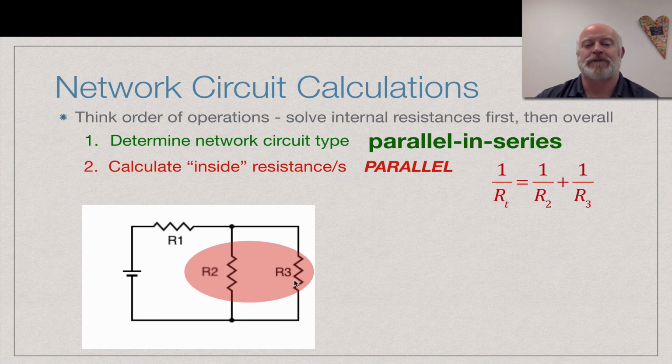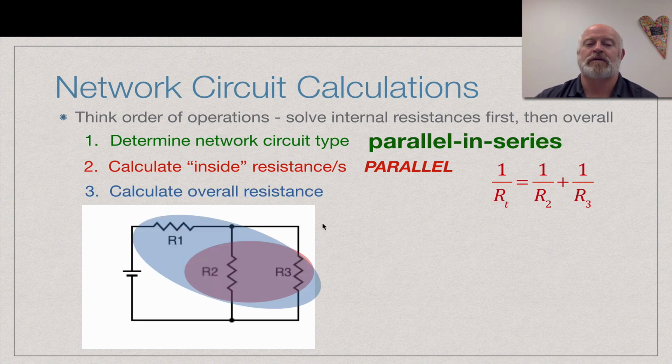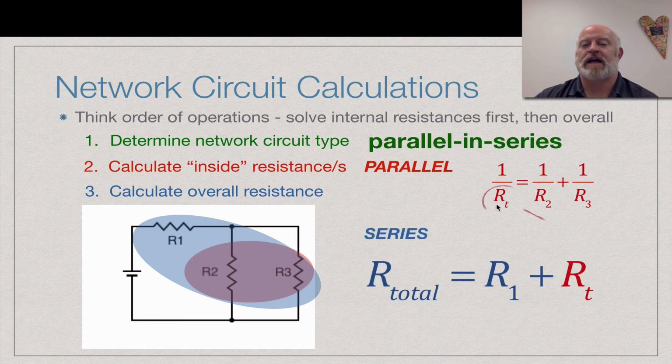Because these are in parallel, I'm going to use the equation for a parallel circuit. I'm going to solve for my resistance total here. Once I know that, that becomes my value to work back into R1 for that overall resistance. So I can take my total here, plug it back into how a series circuit would solve it. First I'm solving the parallel side, then the series side, and I can find my resistance total between the two things, okay?